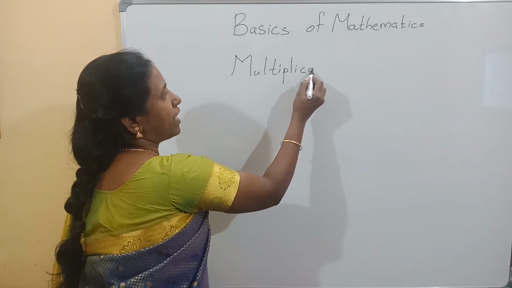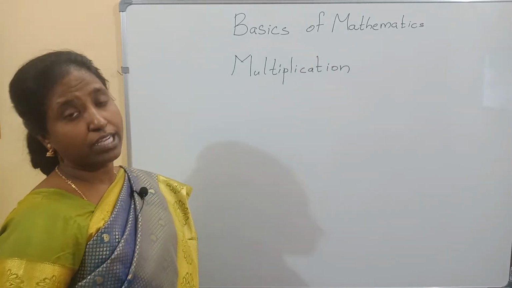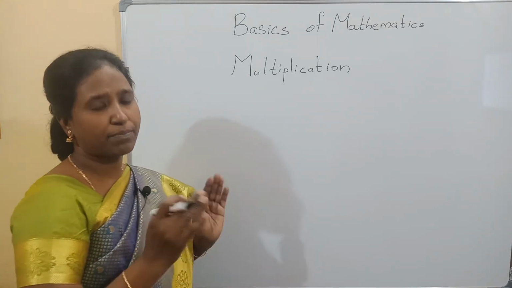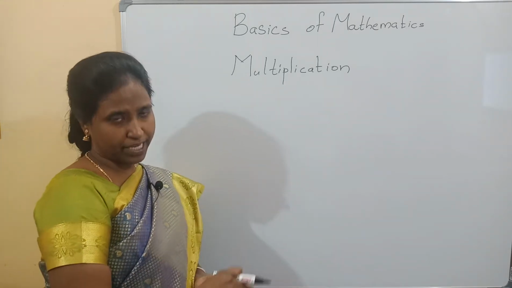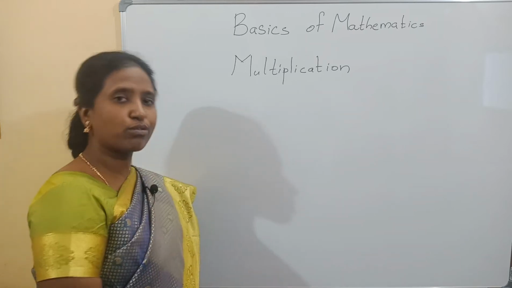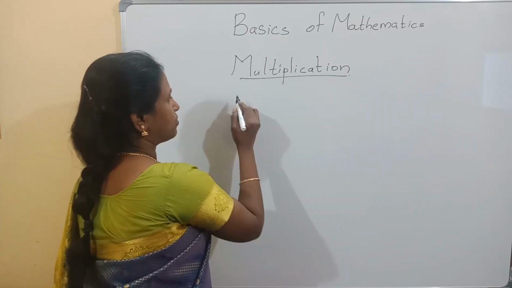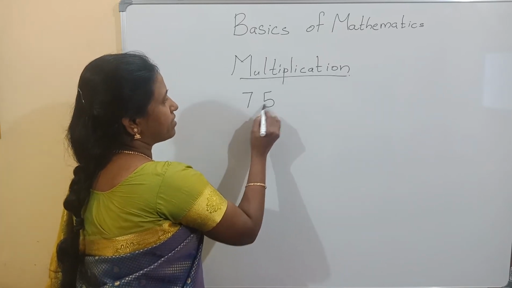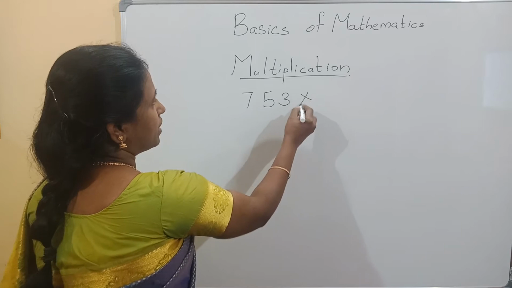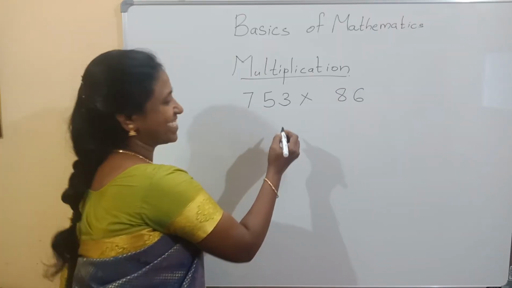When you multiply two numbers, you get their product. If at all you are giving the product of two numbers, that means remember it is multiplication. And when there are no symbols between two numbers, that also denotes multiplication. Right? Let's get into it. If it is 753 into 86. Let's start.